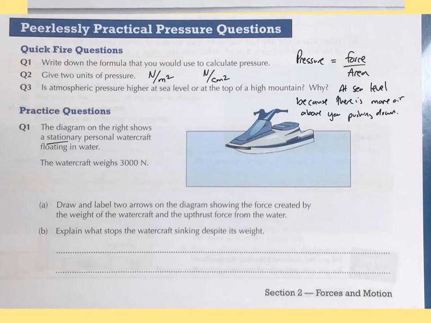Okay, so it's a stationary personal watercraft floating in the water. The watercraft has a weight of 3,000 newtons straight down. So if it's stationary and nothing's changing, then there must be an equal and opposite reaction force called the upthrust, which must also be 3,000 newtons. Draw and label 2 arrows on a diagram. Oh, done that. Explain what stops the watercraft sinking despite its weight.